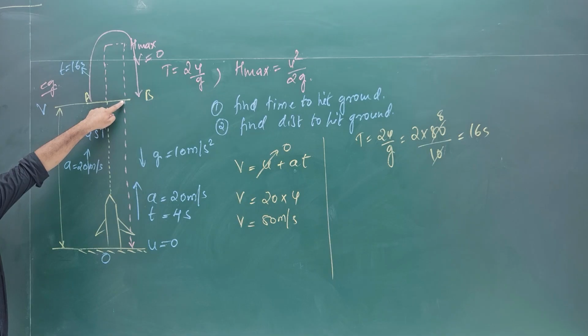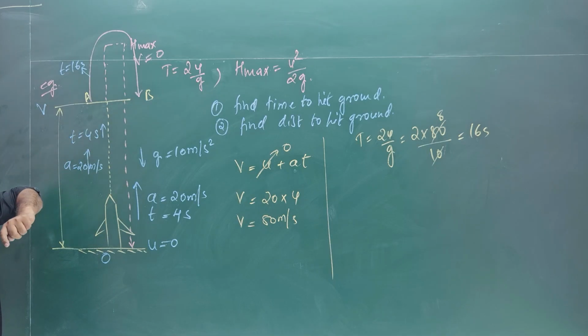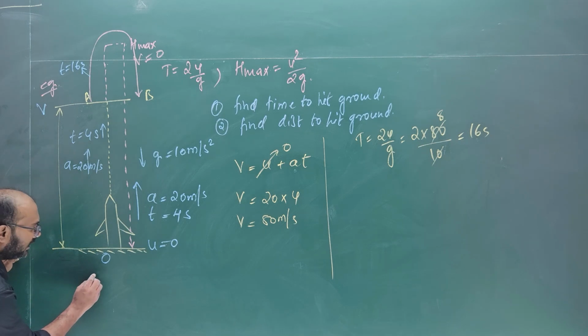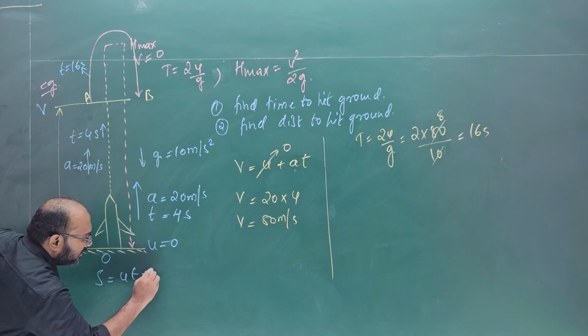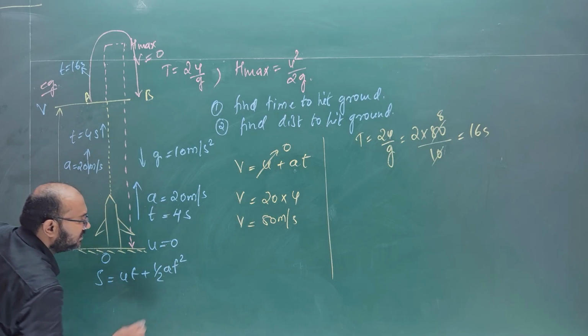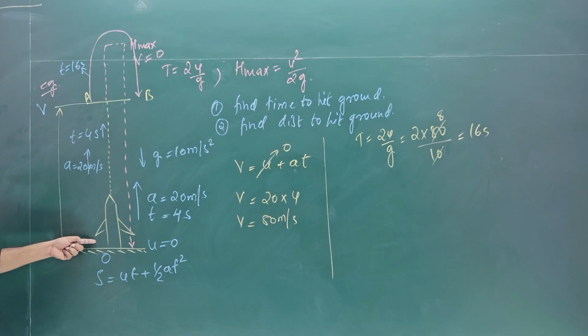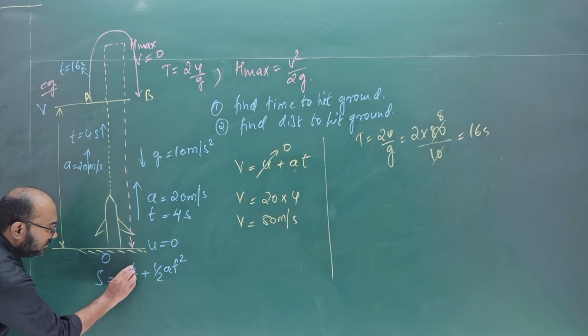80. What is the acceleration in the downward direction? From here to here, beta, already we calculated this distance also, na? We haven't calculated this distance. We can calculate the distance. So s is equal to ut plus half at square, by using this we can calculate the distance. Initial velocity from here to here is 0.